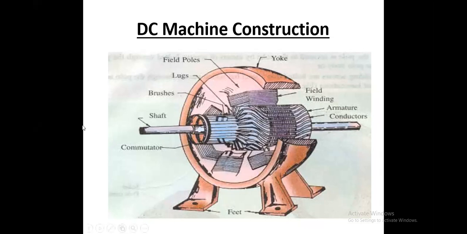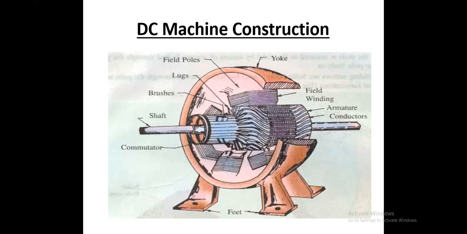I continue the session by recalling this diagram. In the previous session, we discussed that this is the construction diagram of the main small component parts of the DC motor, DC machine. The yoke is like a frame on which the coil of field winding is wound. You can see the feet are connected with the yoke part. This is the yoke part in which the field winding is wound.